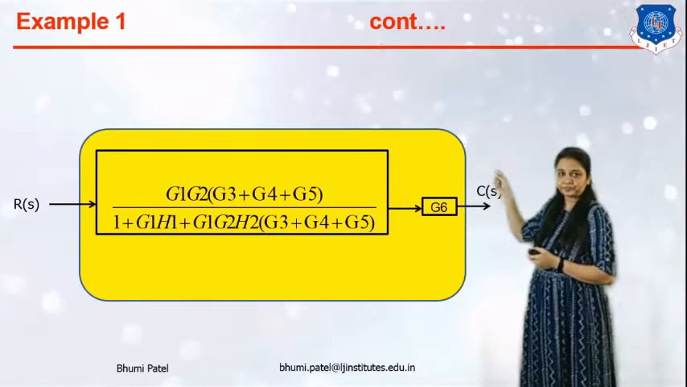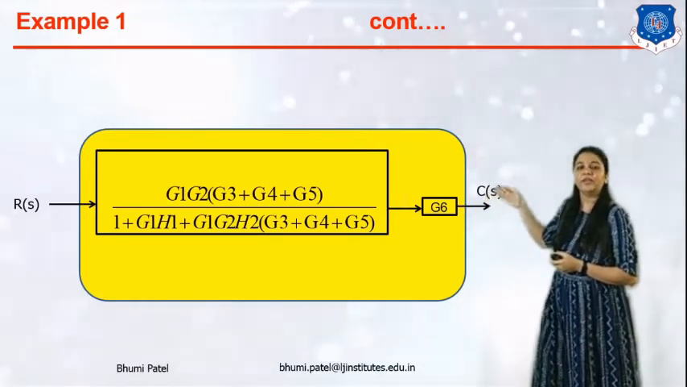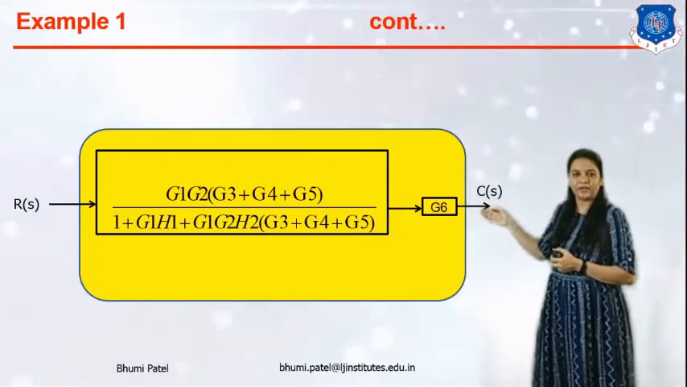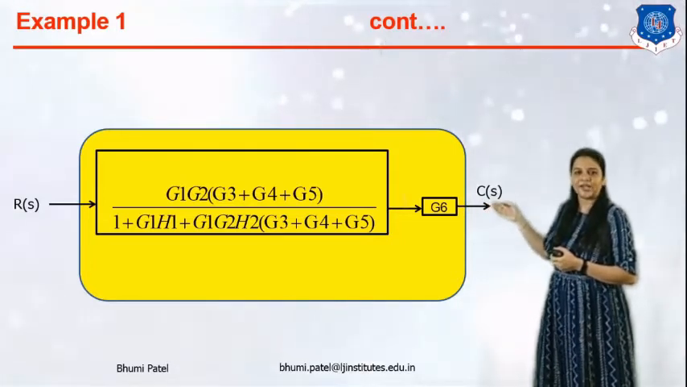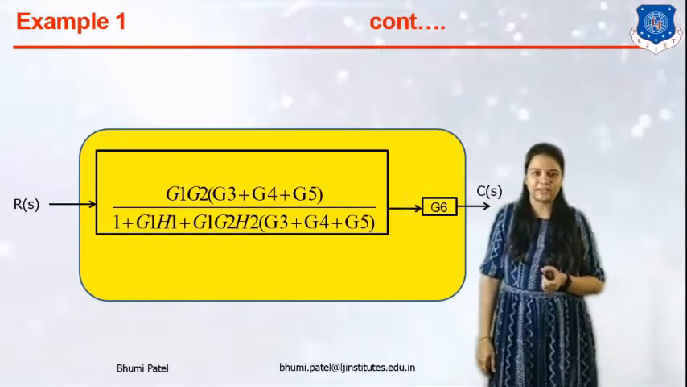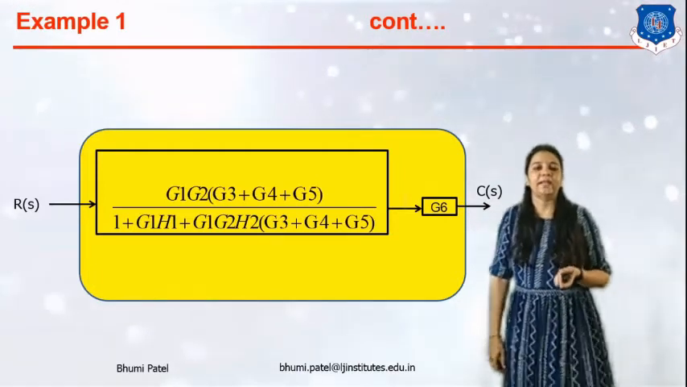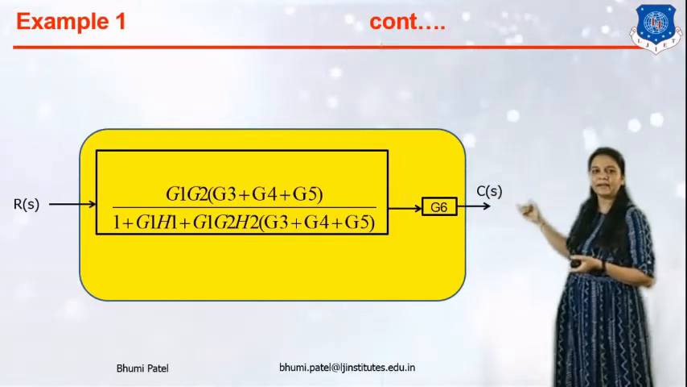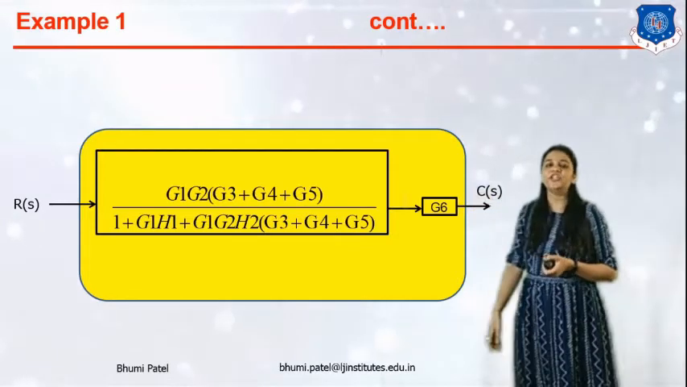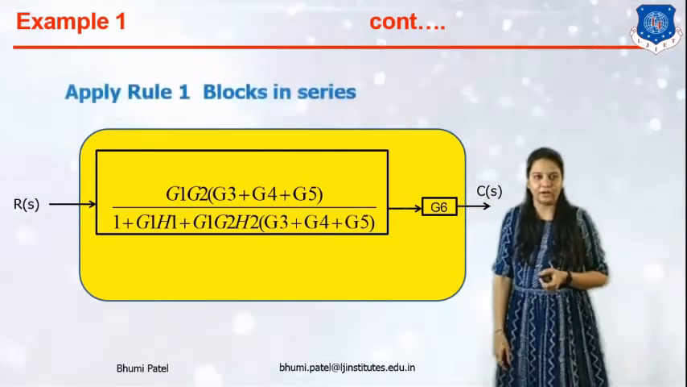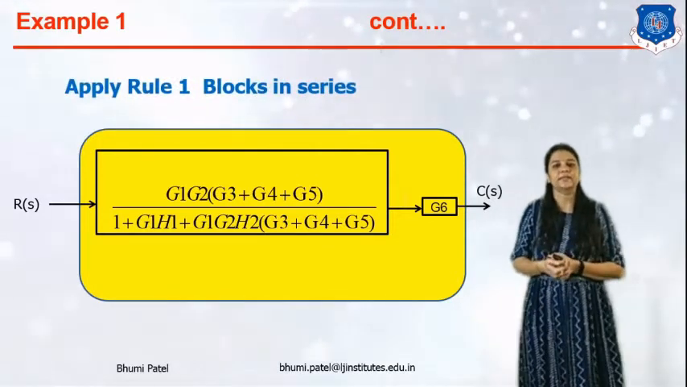G1, G2 in bracket G3 plus G4 plus G5 upon 1 plus G1 H1 plus G1 G2 H2 in bracket G3 plus G4 plus G5. Now you can easily identify that G6 is directly connected to this block. So which rule is applicable? We can apply rule number 1, block in series connection.